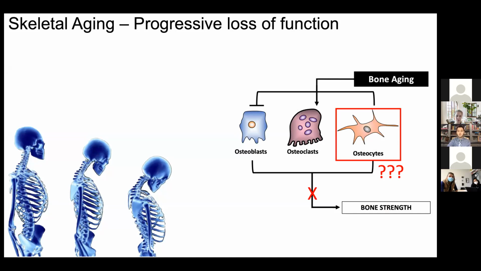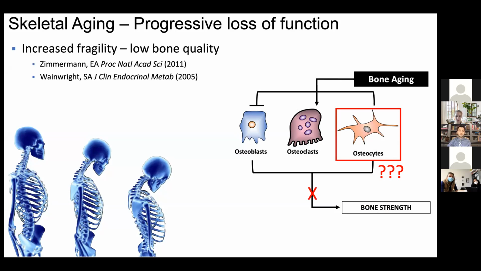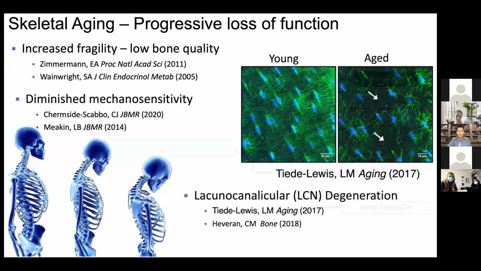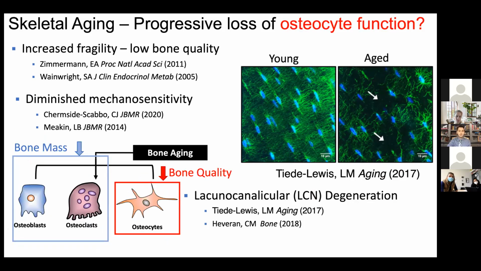However, there are several aspects of skeletal aging that are linked to osteocyte function, such as an increase of bone fragility or low bone quality without losses to bone mass, diminished mechanosensitivity in aged bone, as well as a direct degeneration of the osteocyte lacunar canalicular network itself. Given these aspects of skeletal aging that are tied to osteocyte function, we can ask the question: is skeletal aging also a progressive loss of osteocyte function?